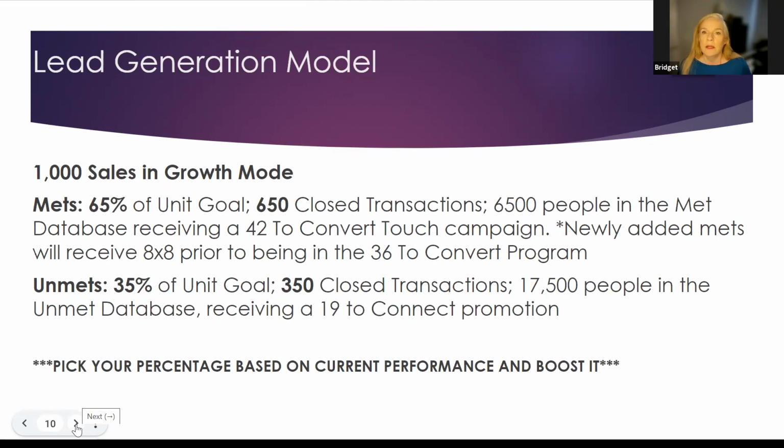Okay. Now, then we look at it, we say, okay, unmets, 350 of those closed deals are going to come from unmets. That means we need 17,500 people in the unmet database receiving a 19 to connect promotion or program. So does this make sense to everyone?